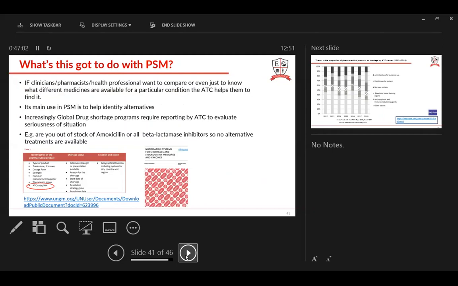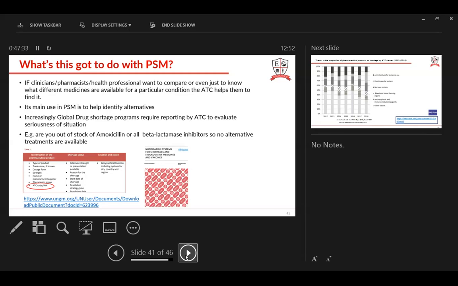What has this got to do with PSM? PSM is us. Maybe some people here are pharmacists, or some people here are doctors, but we are not medical practitioners. But what has all this EML got to do with us? We have to play our part. If a clinician, pharmacist, or health professional wants to compare, or even just to know what different medicines are available for a particular condition, the ATC helps them to find it. The main use of PSM is to help identify alternatives.